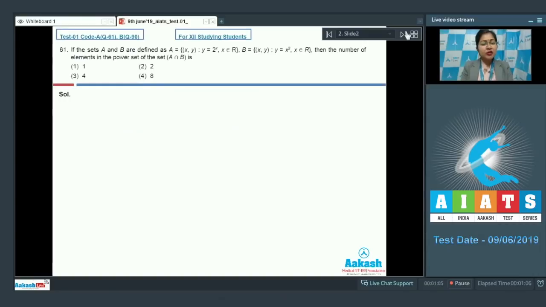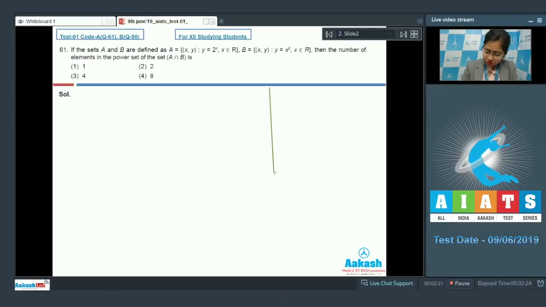So let us start with question number 61, which says that if the sets A and B are defined as A equal to {(x, y) such that y equals 2 raised to the power x, where x belongs to all real numbers}, and B is also a set given, that is {(x, y) such that y is equal to x square, where x belongs to R}, then the number of elements in the power set of the set A intersection B is. A very simple question from sets.